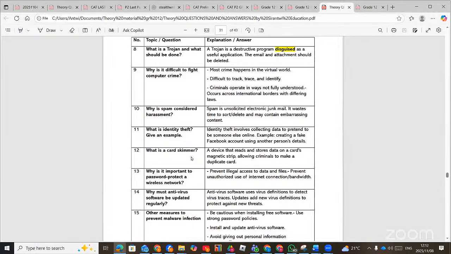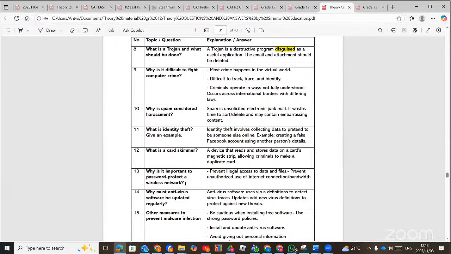Card skimmer, which is a device that reads and stores data on a magnetic stripe card. Like, for instance, your bank card, when you slot in your bank card, you must always check. They can put a card skimmer that will record or take the magnetic stripe of your bank card, and then they will go and duplicate one. That is the card skimmer.